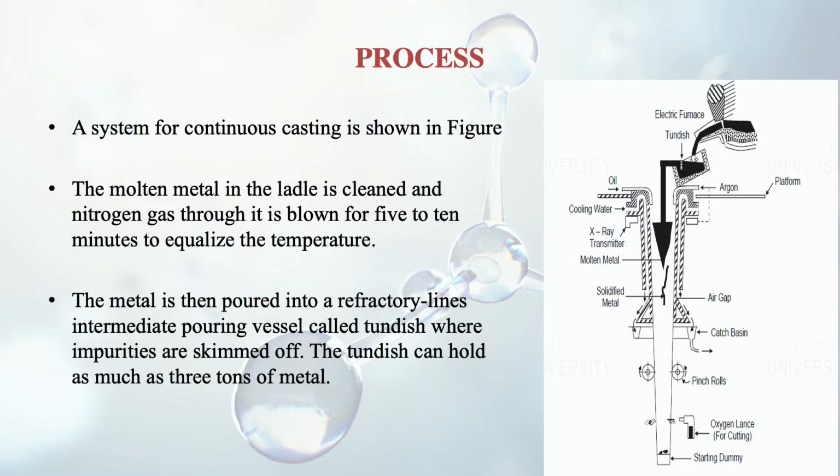The metal is then poured into a refractory-lined intermediate pouring vessel. This vessel, the intermediate pouring vessel, is known as the tundish, where impurities are skimmed off. So in this vessel the impurities are removed. The tundish can hold as much as 3 tons of metal. So it is as big, you can see it can hold 3 tons of metal.